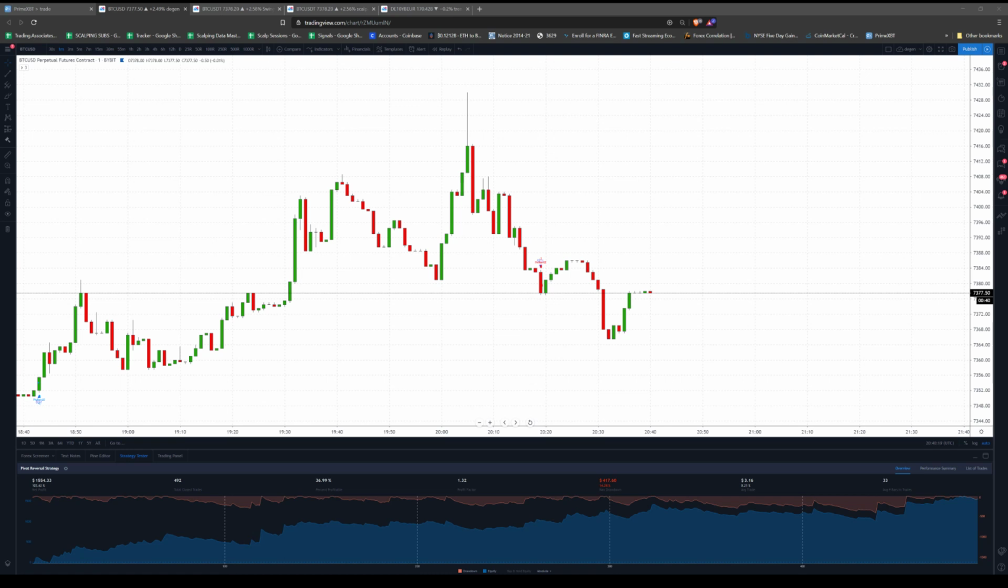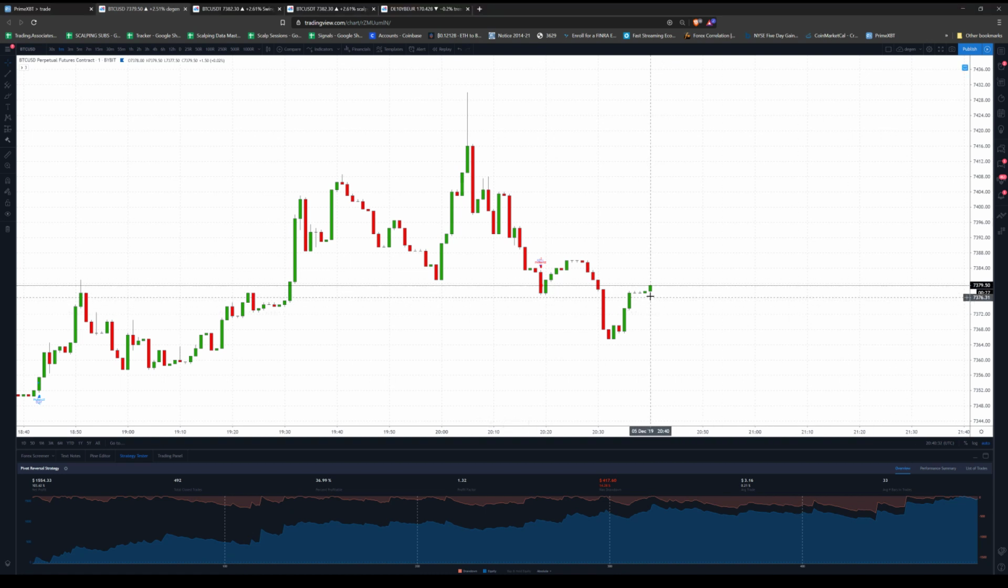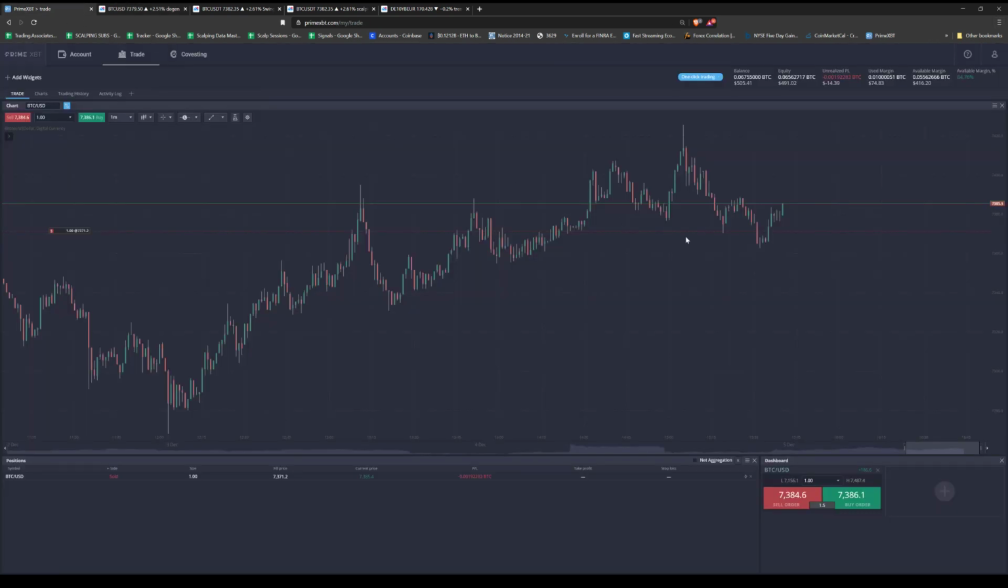I don't like how the volatility is dying, because then it means the strategy is going to get whipsawed a lot. It's like right now, the Bybit chart's barely moving, but Binance has got a nice little pump going on.